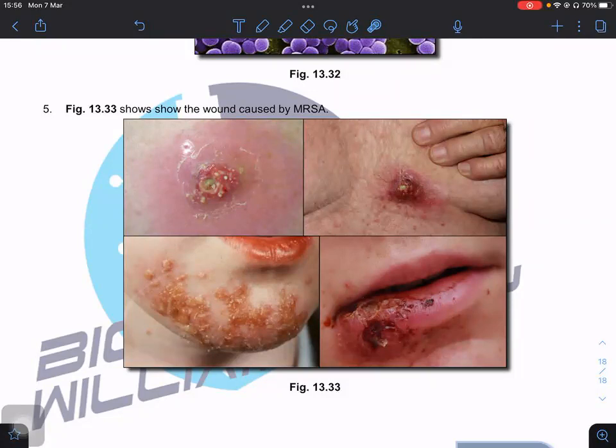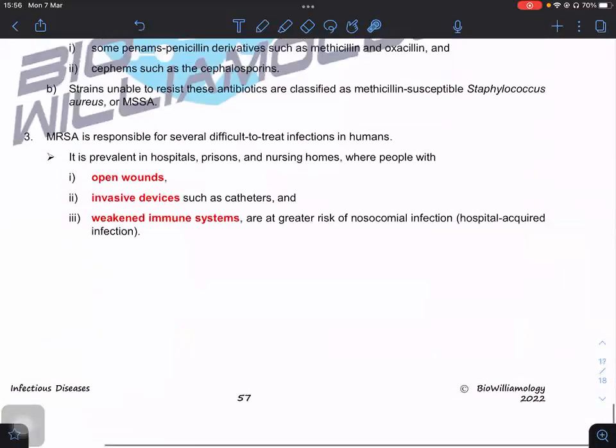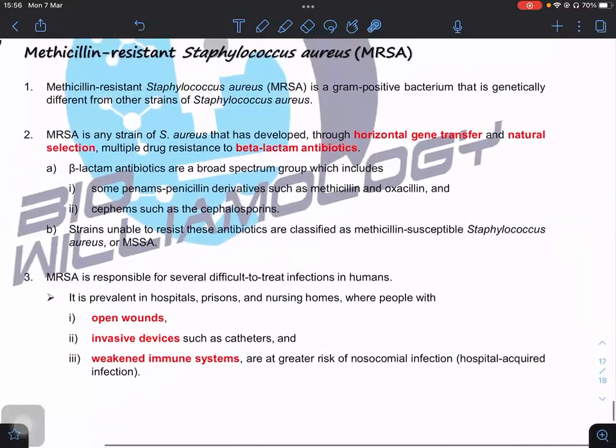Okay, we can use a very strong antibiotic, but again, when you increase the antibiotic to a higher dose, it may cause organ failure as well. So the doctor faces a difficulty balancing between these two. Too high a dose of antibiotic kills the patient. Too low, it cannot kill the bacteria. So this is what actually happens with MRSA. Okay, so with this, I've officially done the AS syllabus.